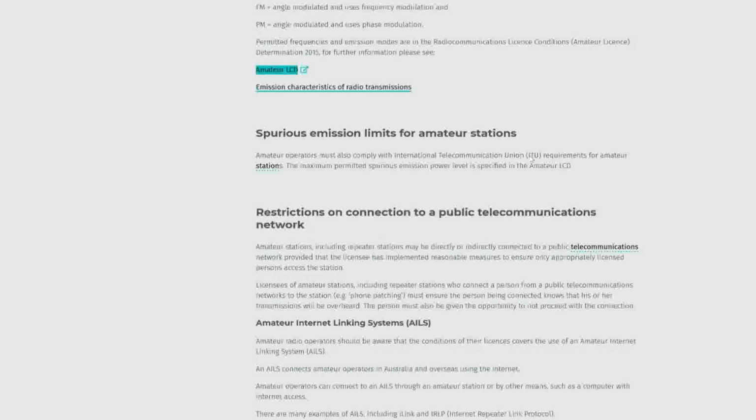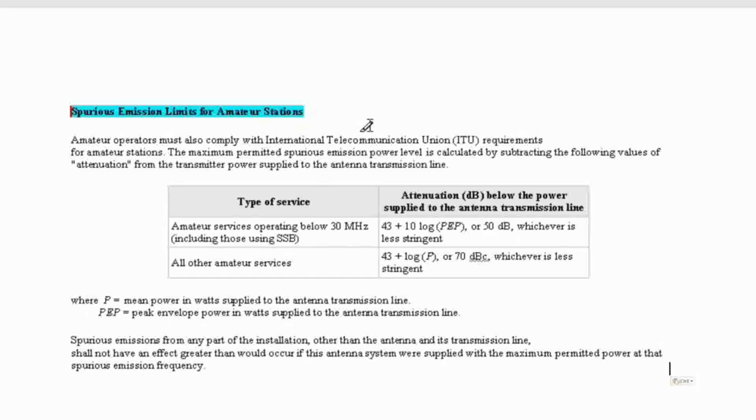Well, even though you don't need to know it for the exam, I'm just going to find them for you and stick them on the screen. Okay, here they are. It's a bit fuzzy because I did a copy and paste from another document. Now, you do not have to know these, but you do need to know that there are limits to spurious emissions from amateur stations.